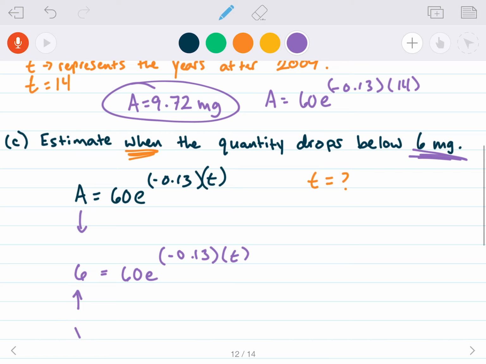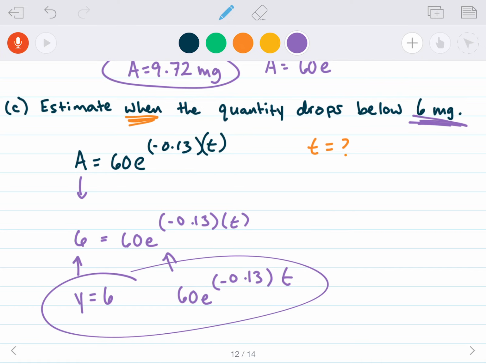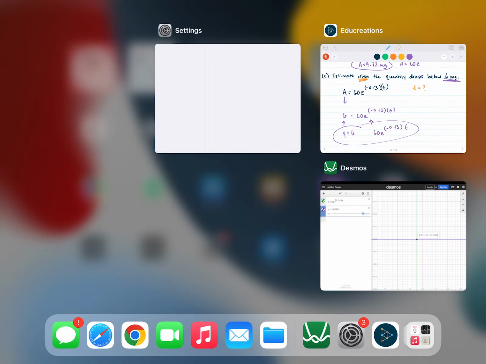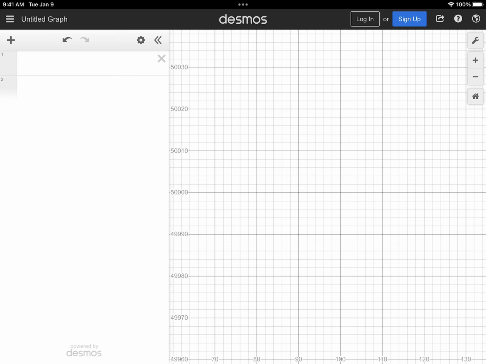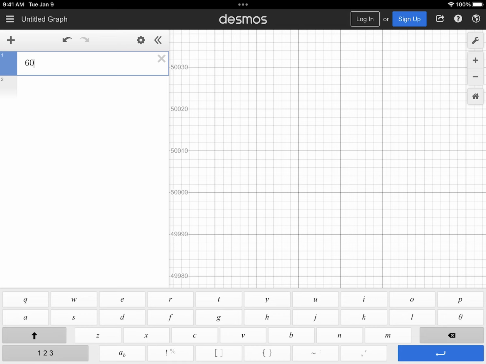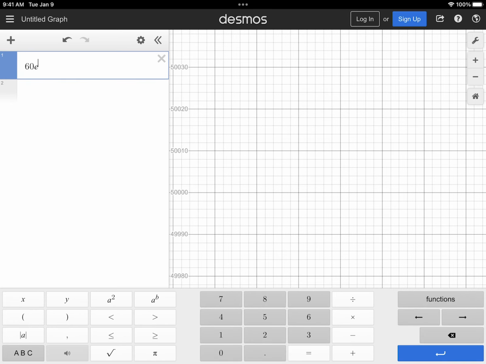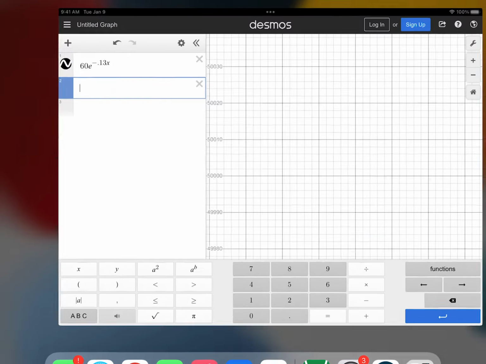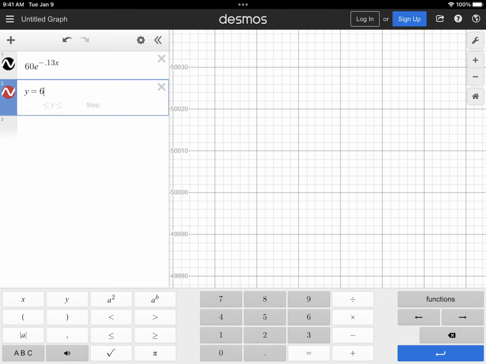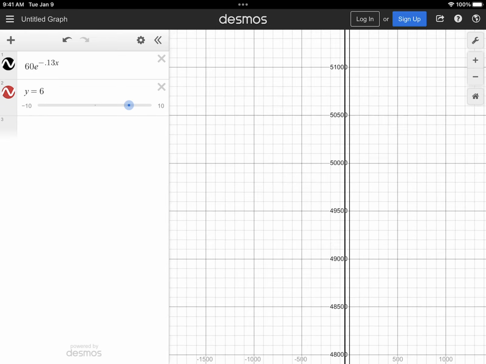So we can say, hey, when is it true that y equals 6 and 60e to the negative 0.13t intersect? When do these functions intersect? So let's see. And again, I'm using x instead of t just because that's what Desmos likes. And then, what was it? y equals 6 milligrams, so y equals 6. So let's just pinch out of here and see what's going on.